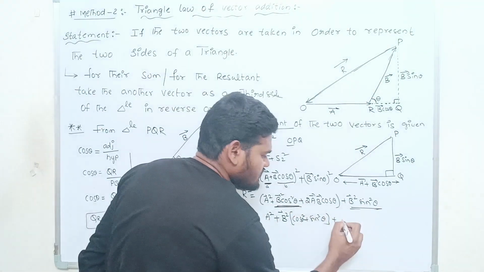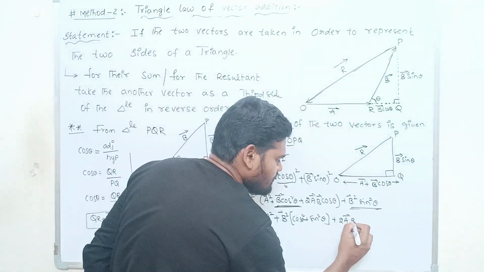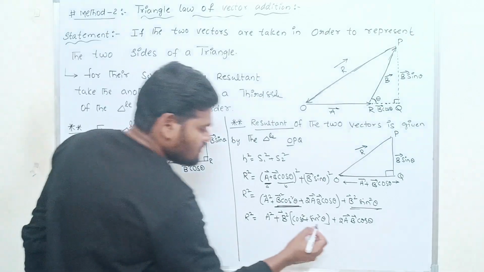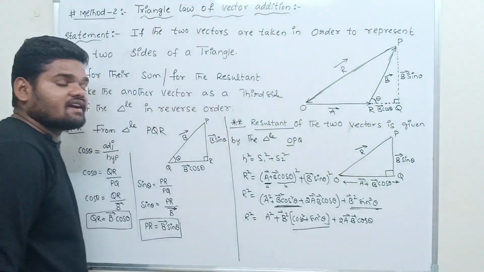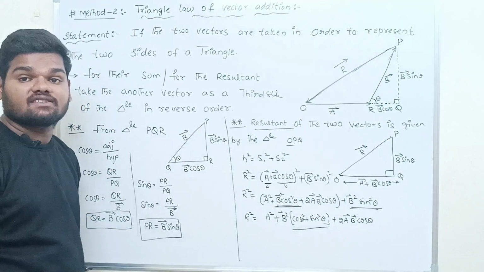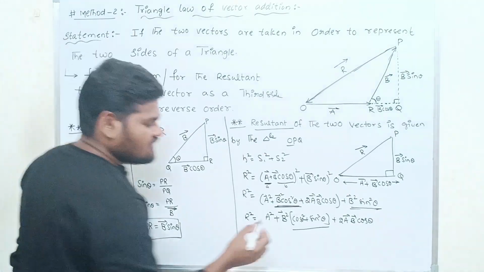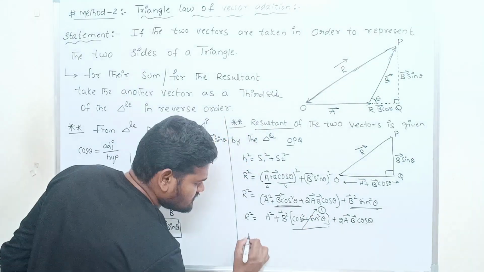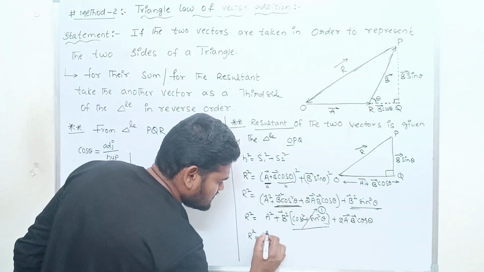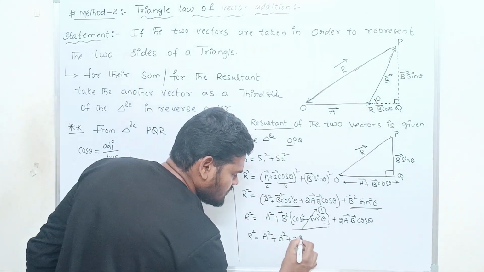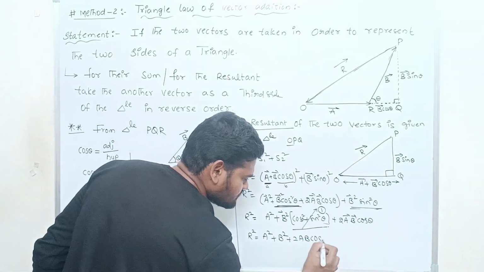Plus here we have 2AB cos theta. Now what is the value of sin square theta plus cos square theta? How much? 1. So R square is equal to A square plus B square into 1, plus 2AB cos theta, which gives A square plus B square plus 2AB cos theta.